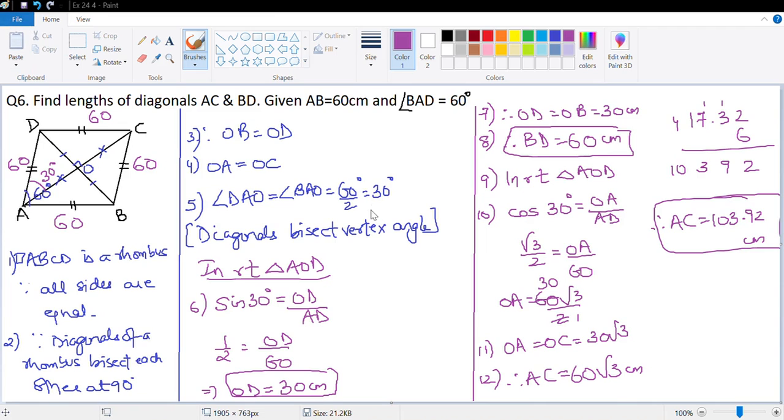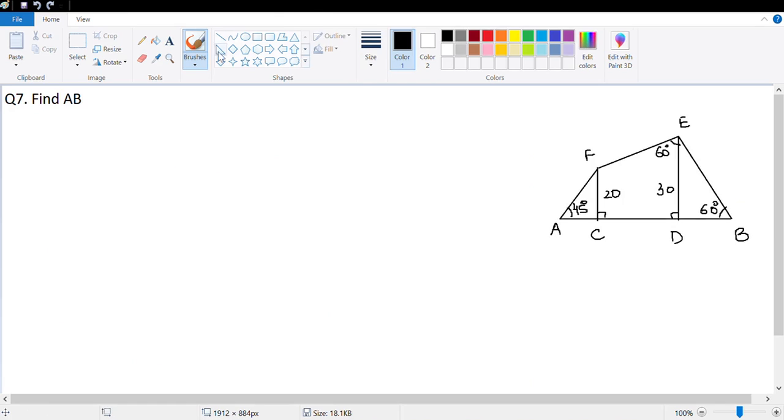The next question that we do is question number 7. Question number 7 says find the length of AB. Some angles are given, so now we will have to construct something so that we are able to get a rectangle and we are able to get another right angle triangle. So step 1, construct, let's call it A, B, C, D, E, F. Then let's call it G. So construct FG perpendicular to DE.